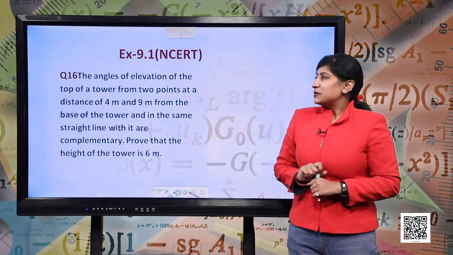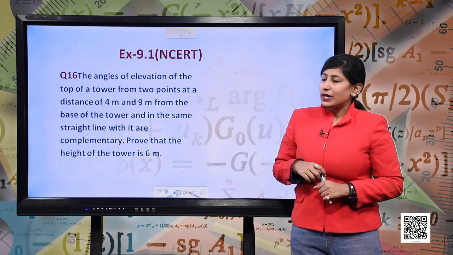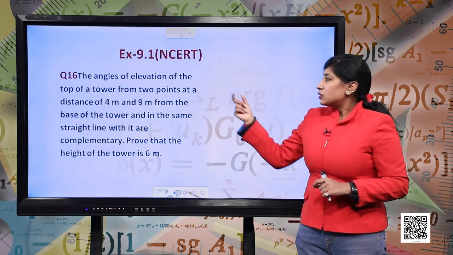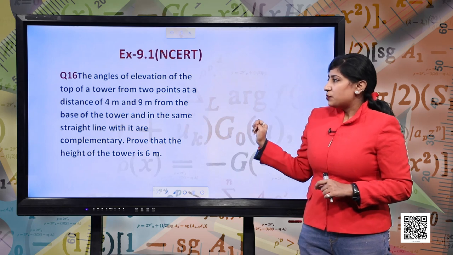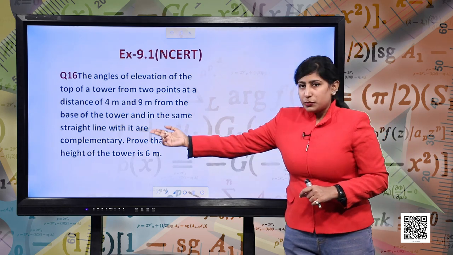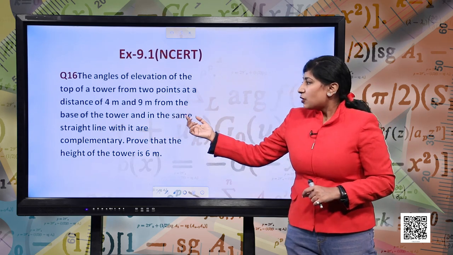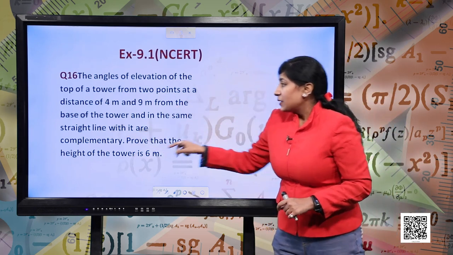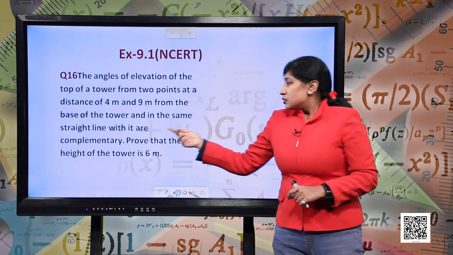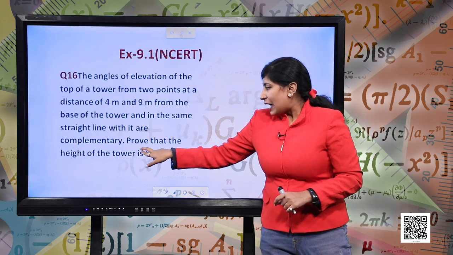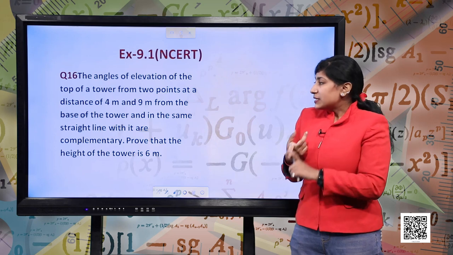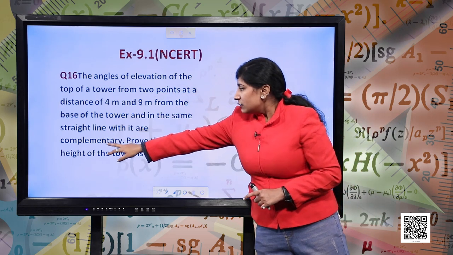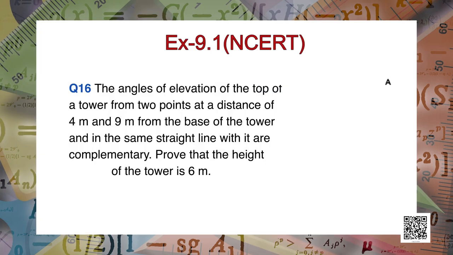So this is question number 16 from exercise 9.1 itself. The angles of elevation of the top of a tower from two points at a distance of 4 meter and 9 meter from the same point. And what is that point? Base of the tower. And in straight line also. So we have to prove that the height of the tower is 6 meter if the angles of elevation are complementary. So let's look at the figure.